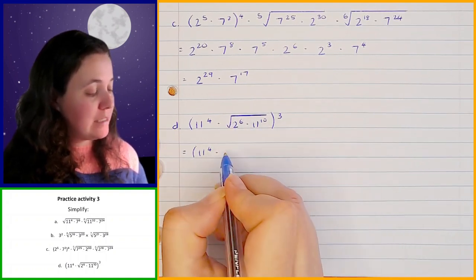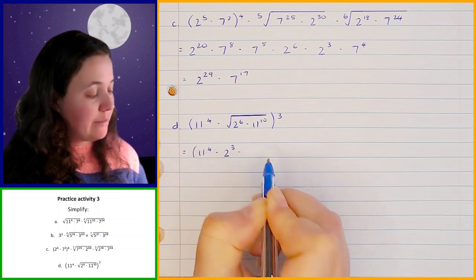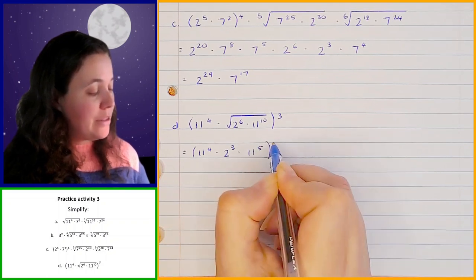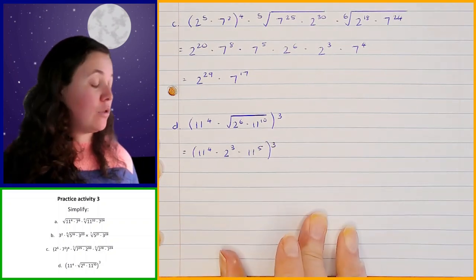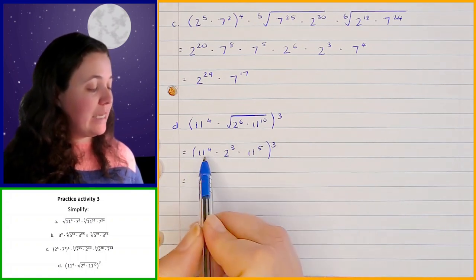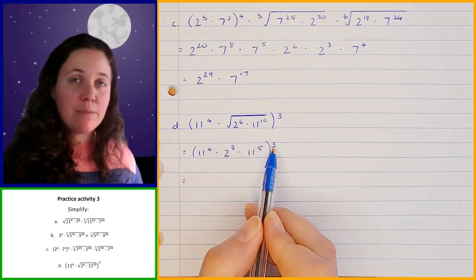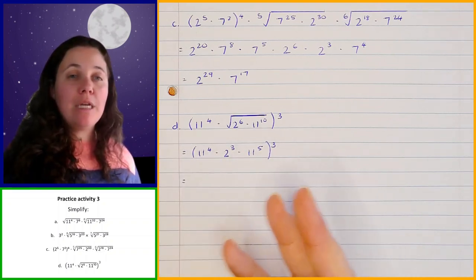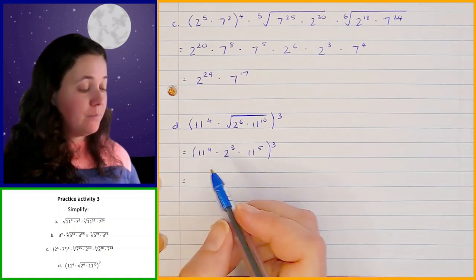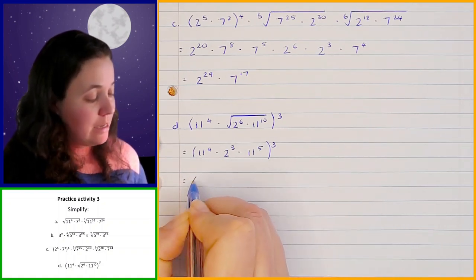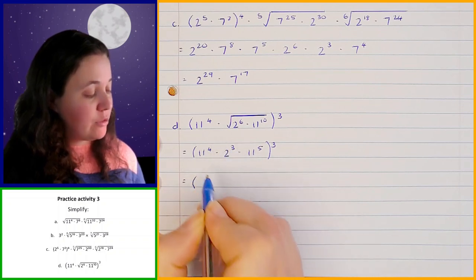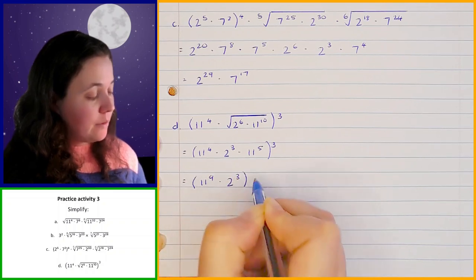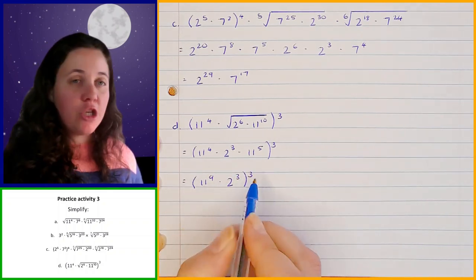So the square root of 2 to the power of 6 is 2 cubed, times. The square root of 11 to the power of 10 is 11 to the power of 5. And then the cube of that. So now I have a choice. I can simplify what's inside here and then do my exponent, or I can do my exponent and then simplify, because it's going to end up doing the same thing either way. Okay, so I'm going to simplify what's inside first, and that can be 11 to the power of 4 times 11 to the power of 5 is 11 to the power of 9 times 2 to the power of 3, cubed. Okay, and now I'm going to cube all of that.